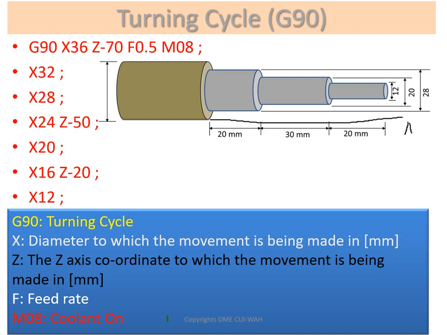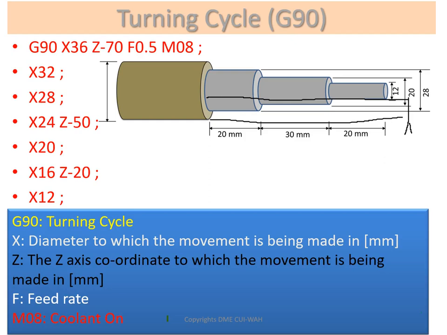Somewhere there. When you give the command of X36, it will move up to the point of X36 in this direction into the workpiece, and with Z minus 70, it will move in this direction up to minus 70 mm. So it will reduce the diameter from 40 mm to 36 mm. This is the first cycle.